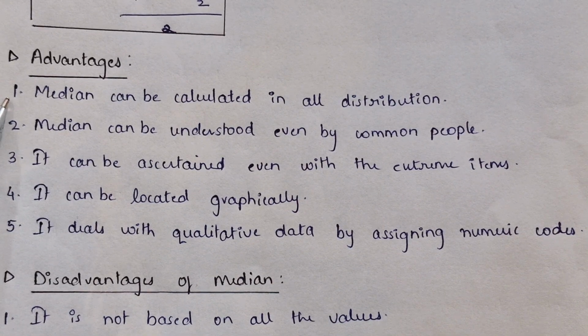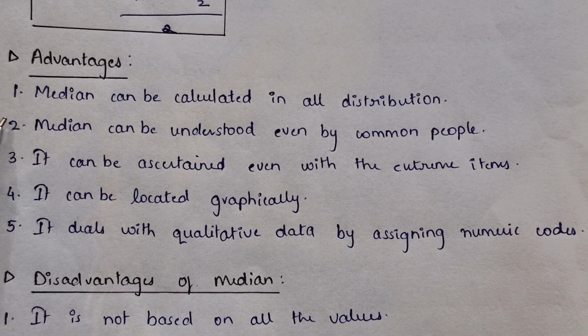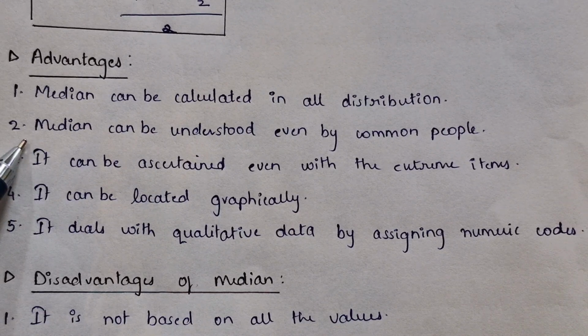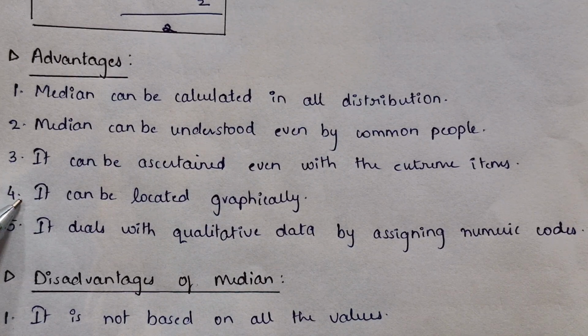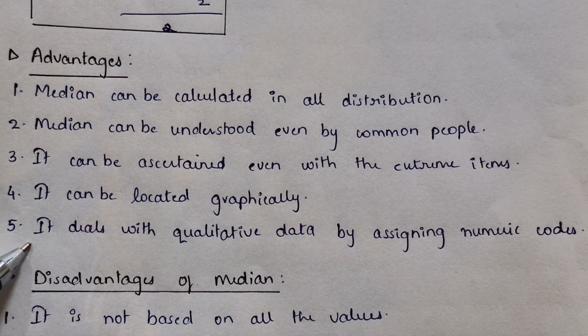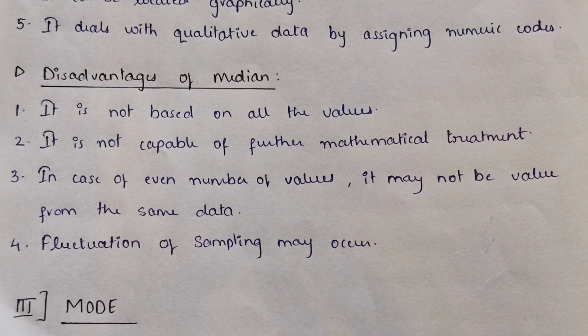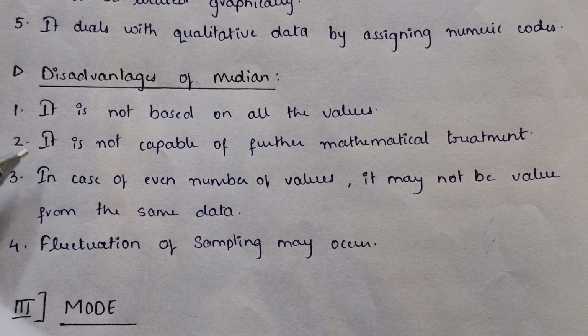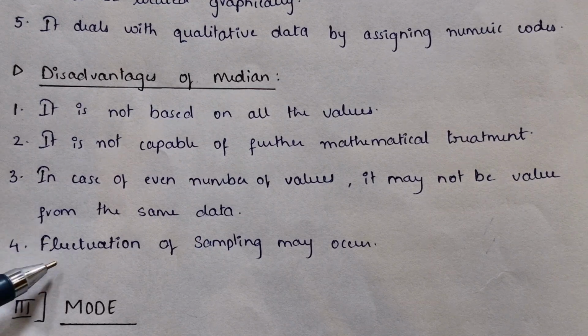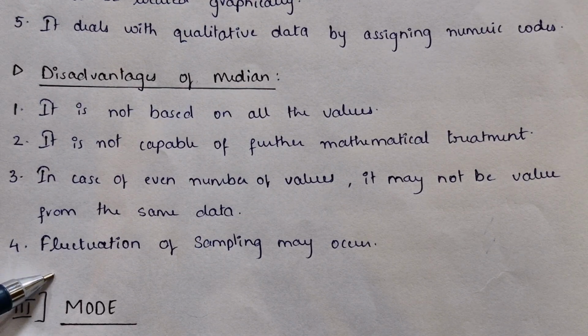Advantages of median: median can be calculated in all distributions. Median can be understood even by common people. It can be ascertained even with extreme items. It can be located graphically. It deals with qualitative data by assigning numeric codes. Disadvantages of median: it is not based on all the values. It is not capable of further mathematical treatment. In case of an even number of values, it may not be a value from the same data. Fluctuation of sampling may occur.